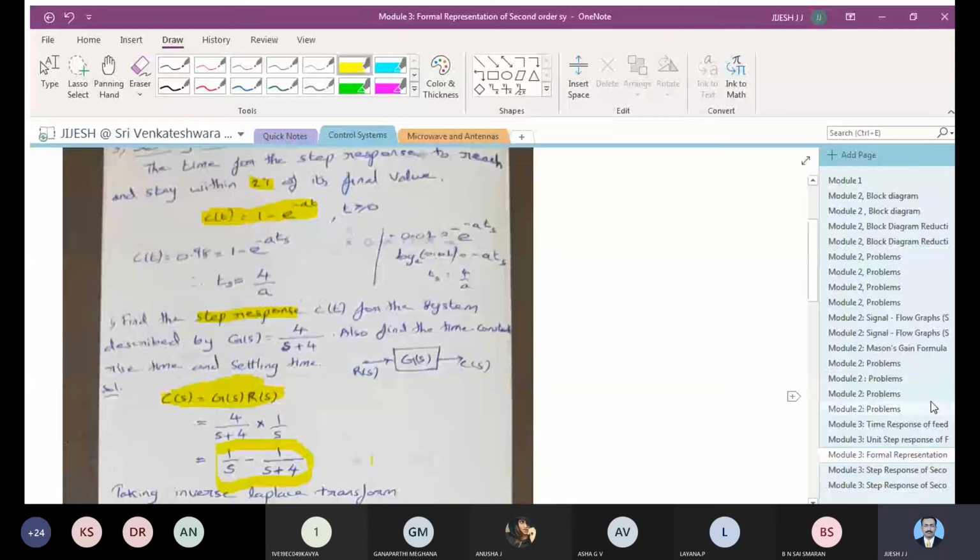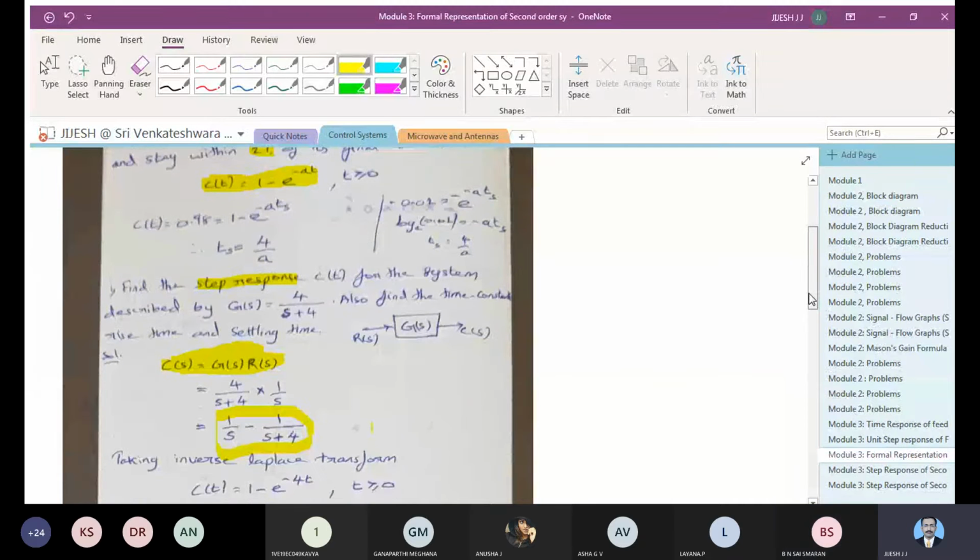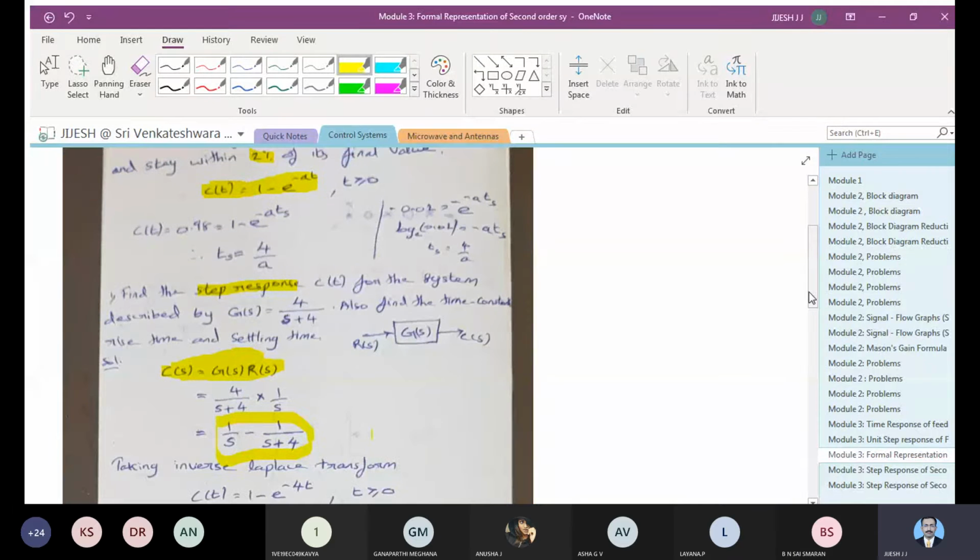Take the inverse Laplace transform. One minus e power minus 4t, sir. Yes, c of t, you'll get it as 1 minus e to the power of minus 4t.